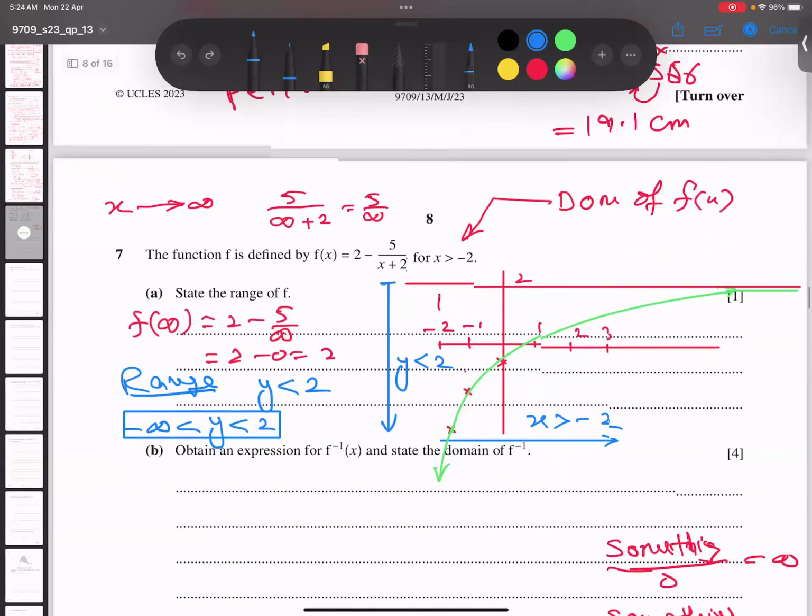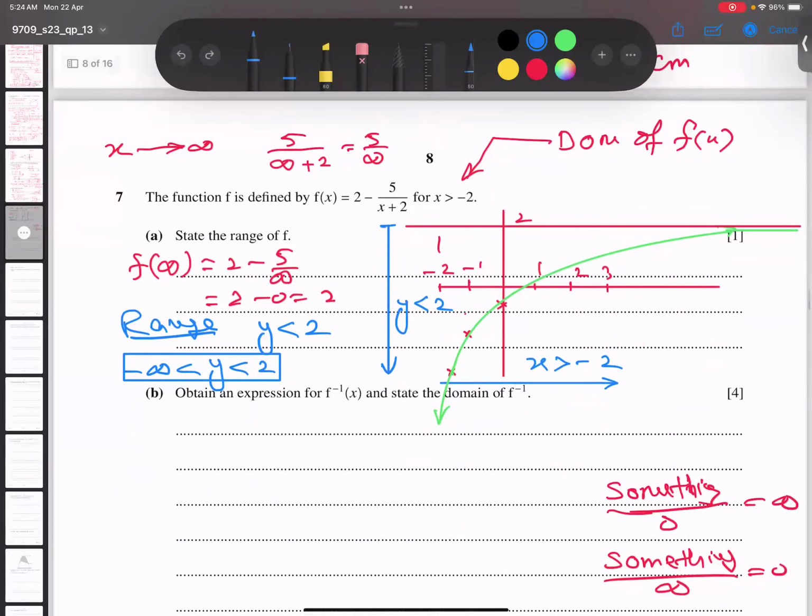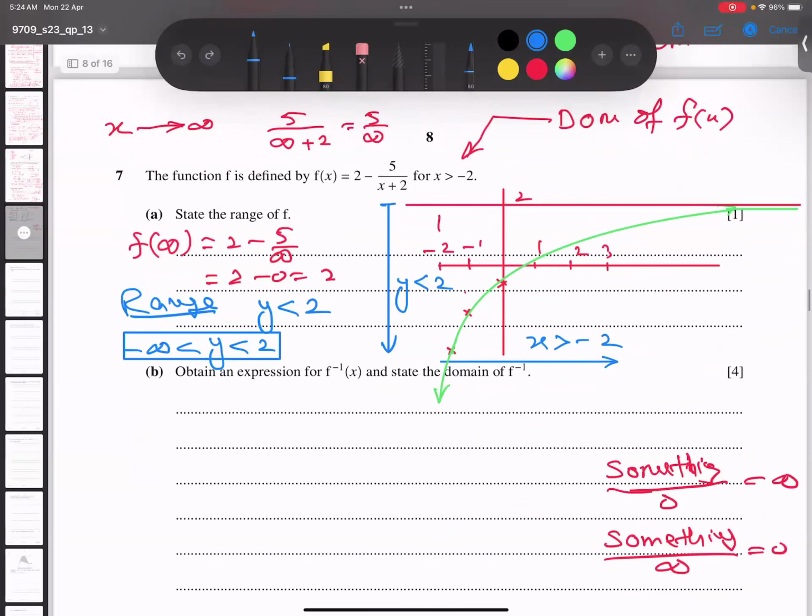Okay, I hope you got the idea, because something by 0 is infinity, but something by infinity is 0. That is the logic. As we increase the x value, this whole fraction will approach 0, not equal to 0, approach 0. And 2 minus 0 is 2. So this is the highest possible number. It means if you plug in a very big number, you will get something from 1.9999. Okay. Now, how do we get the expression of f inverse?